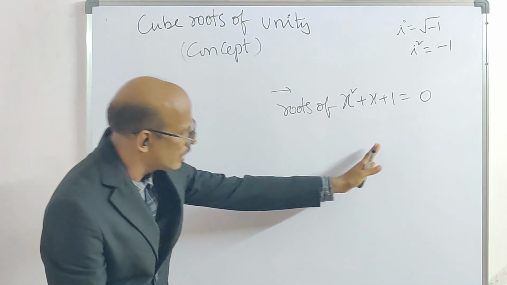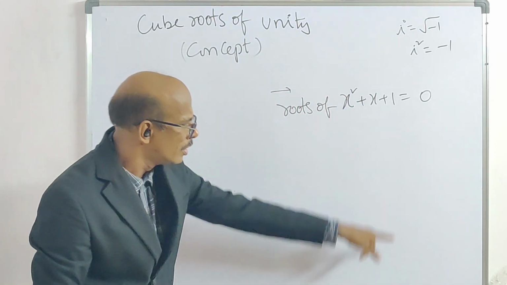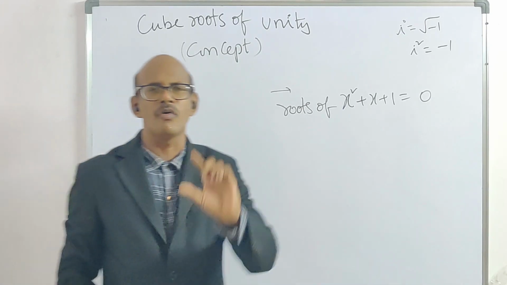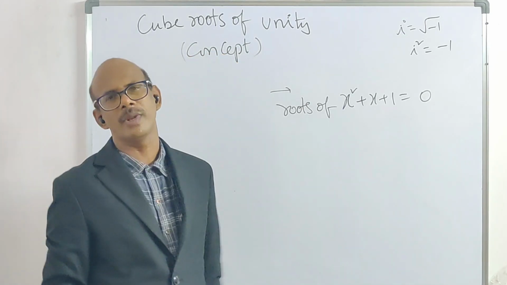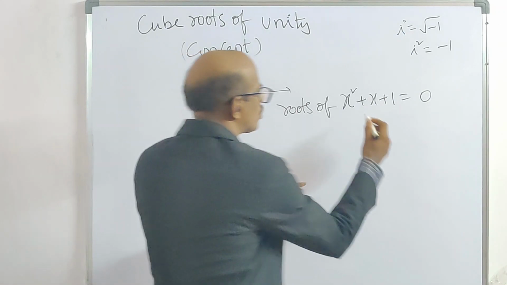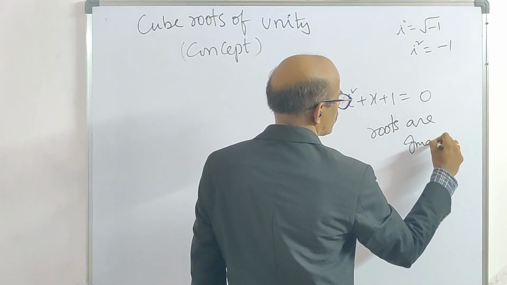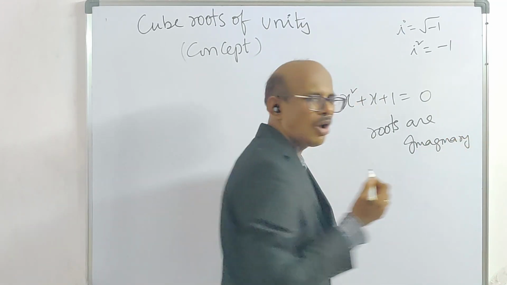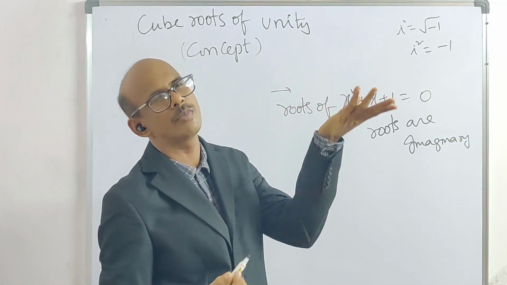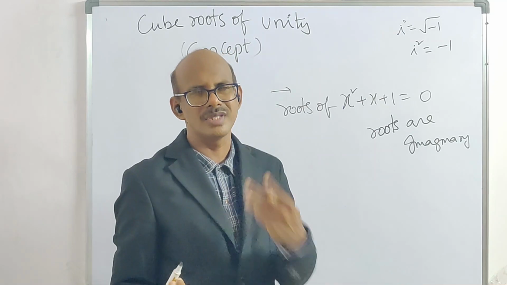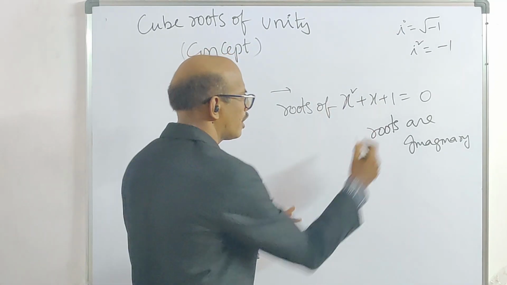With our discussion only, with good interaction only, the nature of the discriminant is less than 0, negative. So the roots are imaginary. Okay. Imaginary means not seen with the naked eye. It seems to be imaginary, not real. We use the word imaginary.